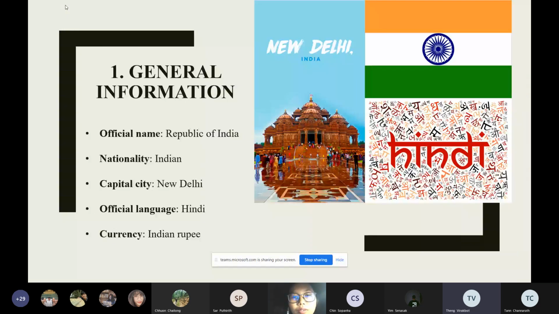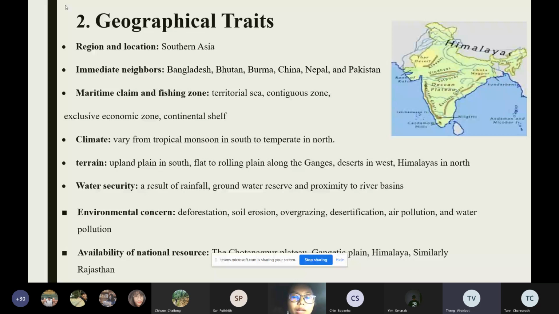First of all, we would like to give you our general information. Our official name is the Republic of India, with Indian nationality. We have New Delhi as our capital city and Hindi as our official language, and we have the Indian rupee as our currency. Next slide, please. Now let's talk about our geographic portrait.